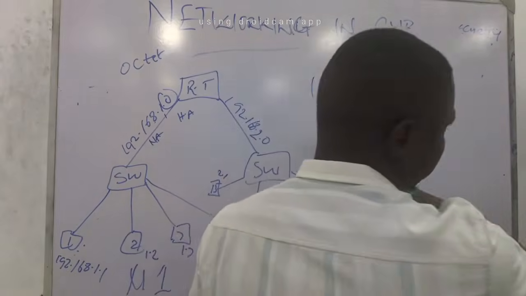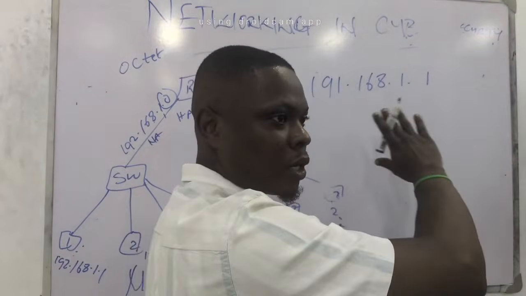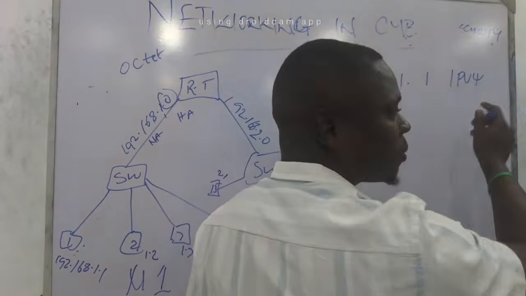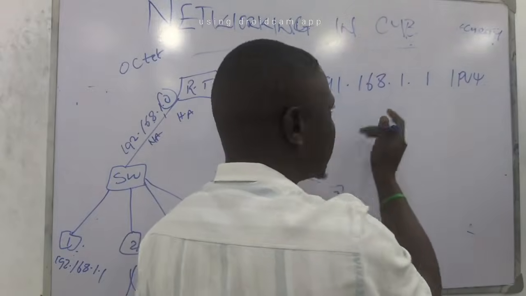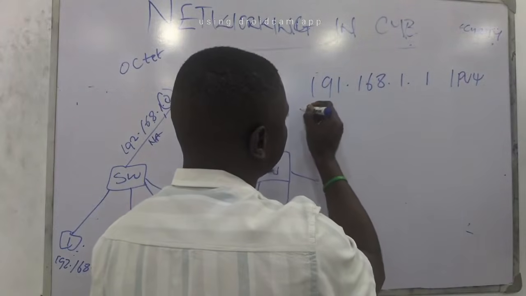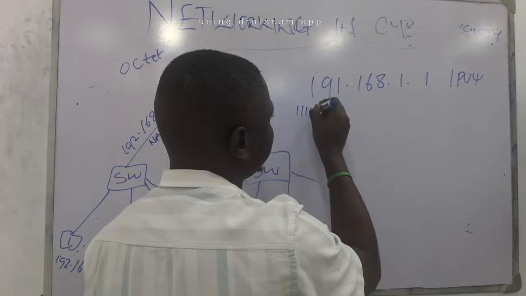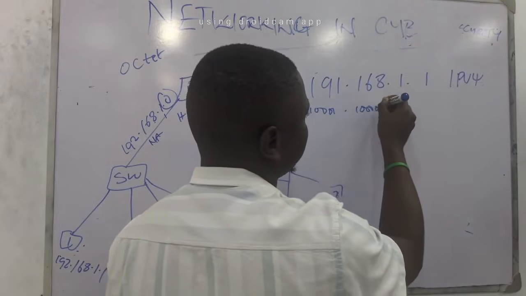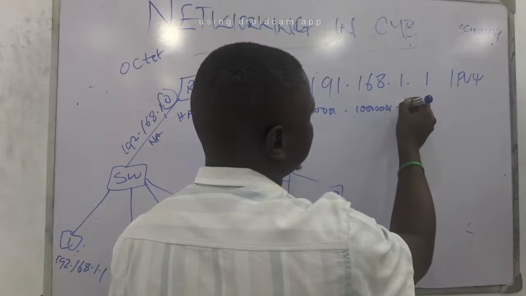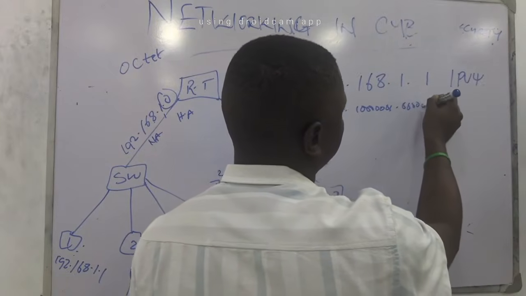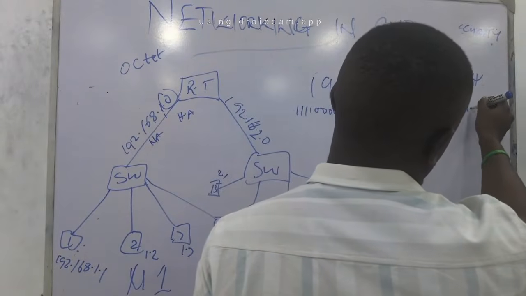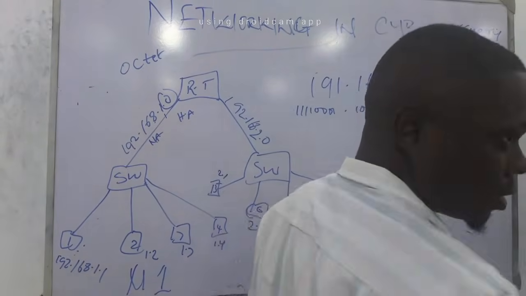192.168.1.1. This is a typical example of an IP address, IPv4. Right? It has 32 bits. What it means is each of these has 8 bits. 1, 2, 3, 4, 5, 6, 7, 8. 1, 2, 3, 4, 5, 6, 7, 8. 1, 2, 3, 4, 5, 6, 7, 8. 5, 6, 7, 8. Right?